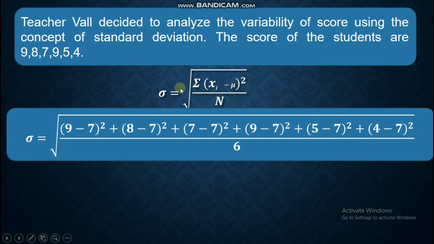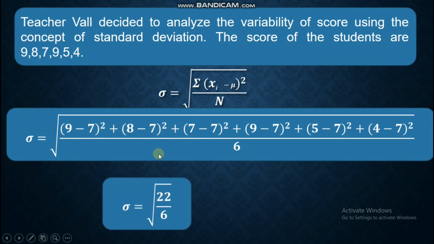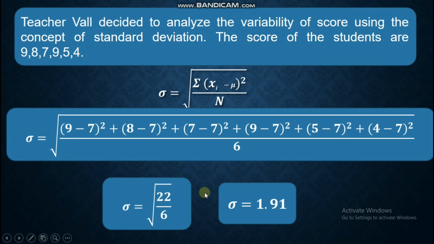Okay, Miss, can we have the tabular form for our solution? It's okay. It's up to you, you have to read the instruction. So you can have the tabulation, or you can directly substitute your given data to the equation. Now, we have here the numerator is 22. The square root of 22 over 6 is 1.91. Thus, the standard deviation of the given data set is 1.91.